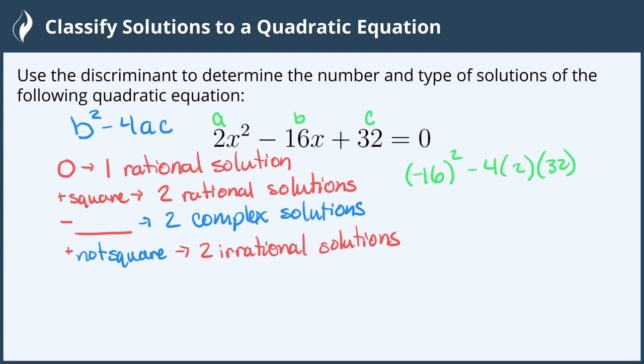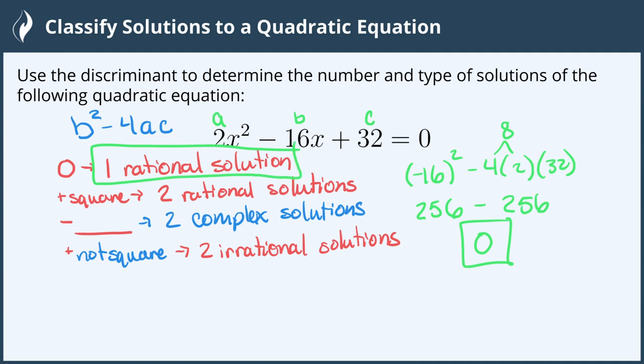Now, negative 16 squared gives us a positive 256, and then 4 times 2 is 8, and 8 times 32 is 256. So 256 minus 256 is 0, and that tells us with our list over here that we will end up with one rational solution. So we have the number of solutions and the type of solutions, and we're all done.